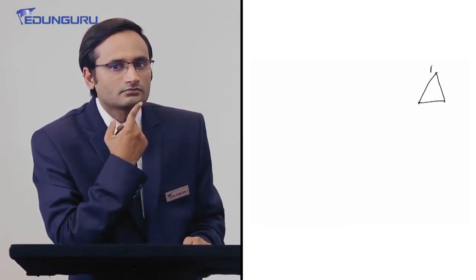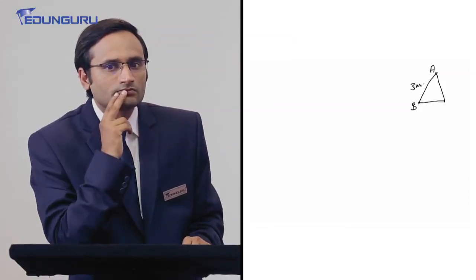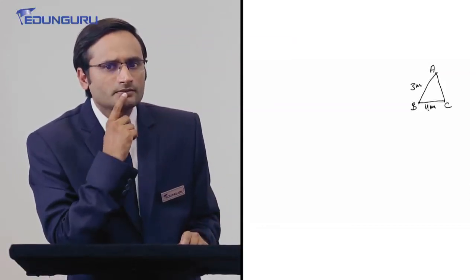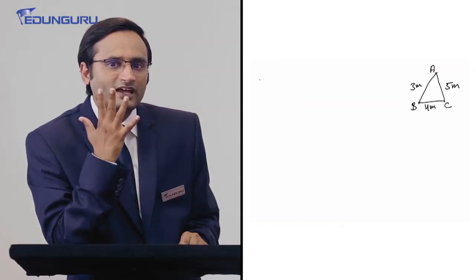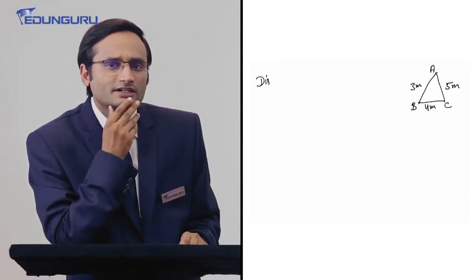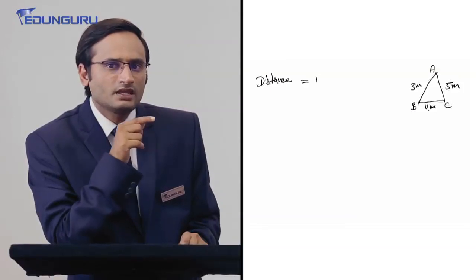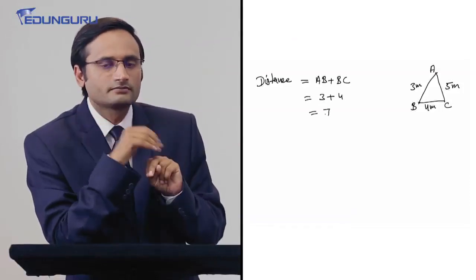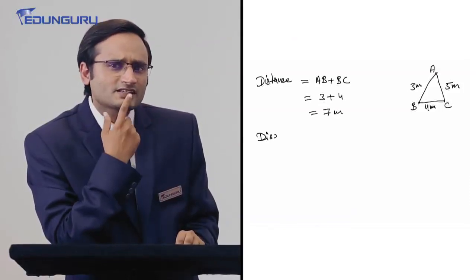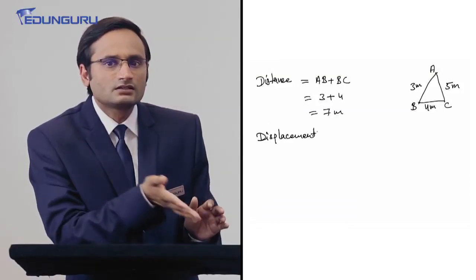Now let us take a few numericals to understand the concept of distance and displacement. The first one, on your screen you can see a triangle. This triangle represents the path. You can see A to B is 3 meter, B to C is 4 meter and A to C is 5 meter. Now what about the distance? Distance is AB plus BC, that is 3 plus 4, total 7. And what about displacement? It is AC, that is 5.